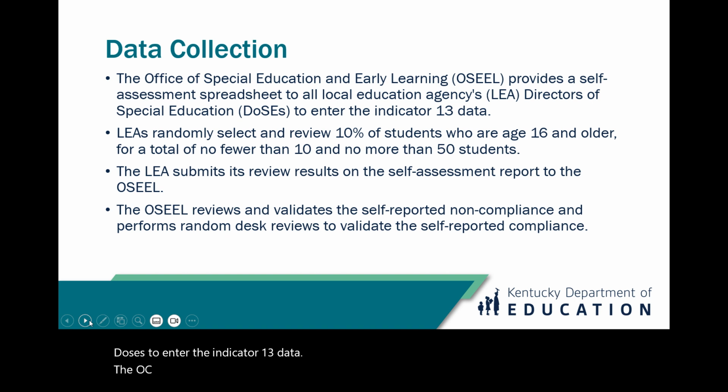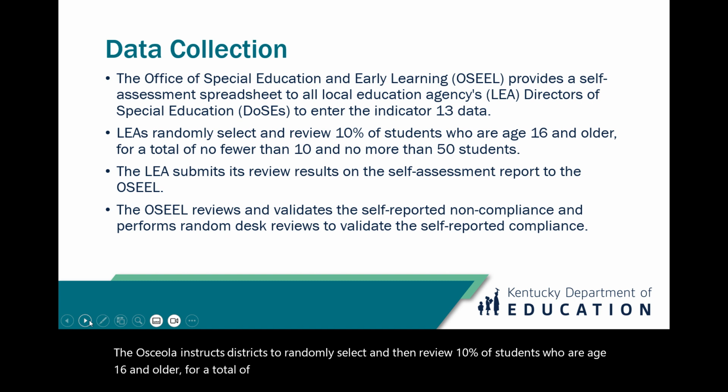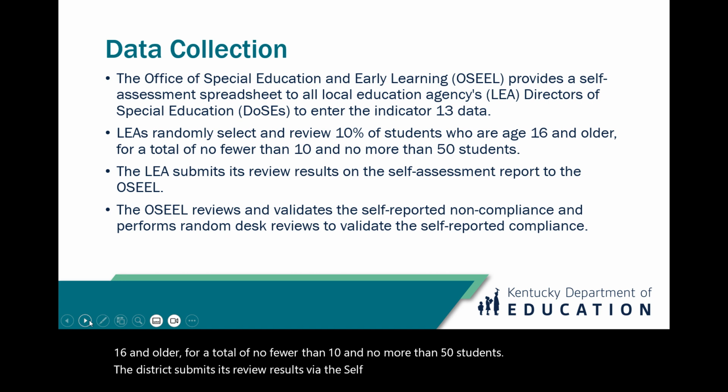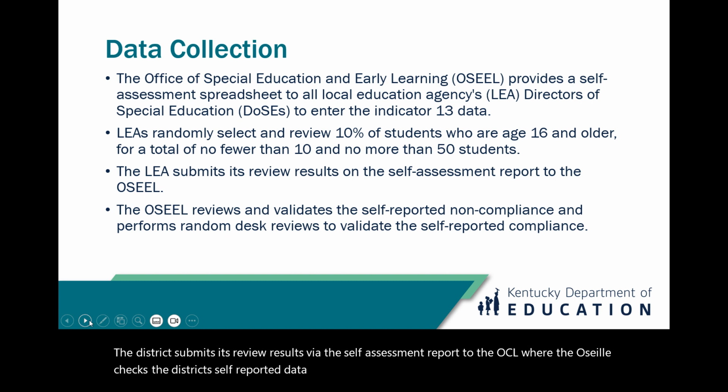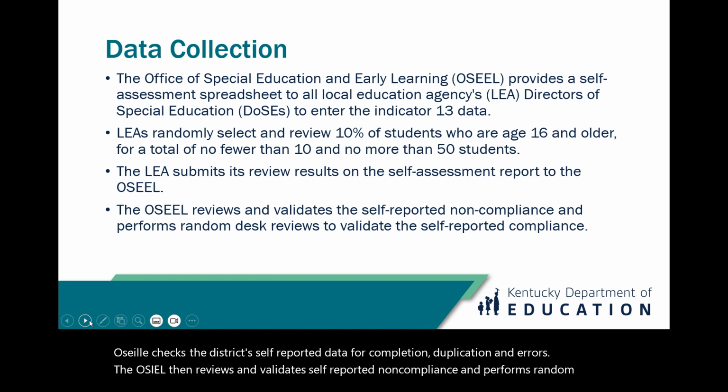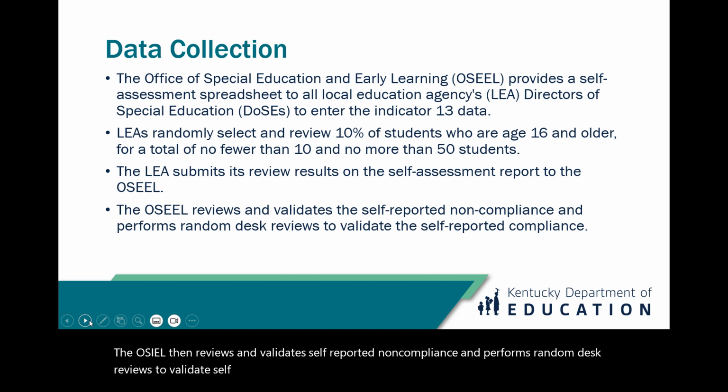The OSEAL instructs districts to randomly select and then review 10% of students who are age 16 and older for a total of no fewer than 10 and no more than 50 students. The district submits its review results via the self-assessment report to the OSEAL, where the OSEAL checks the district's self-reported data for completion, duplication, and errors. The OSEAL then reviews and validates self-reported noncompliance and performs random desk reviews to validate self-reported compliance.